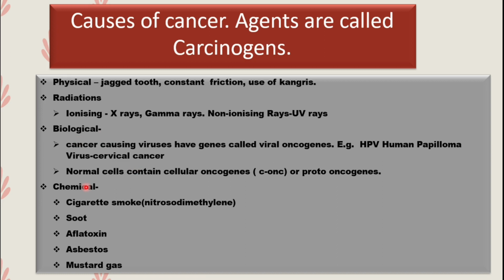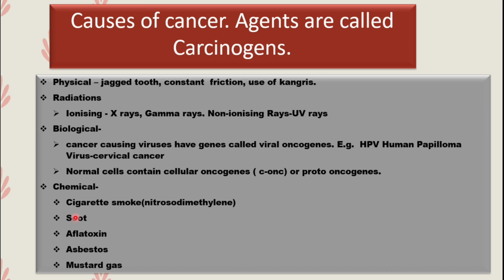Then come the chemical carcinogens. Chemical carcinogens are certain chemicals. There are so many different types of chemicals that can lead to cancer. One typical example is cigarette smoke. Cigarette smoke contains a chemical component called nitrosodimethyl. This nitrosodimethyl may cause cancer of the lungs.